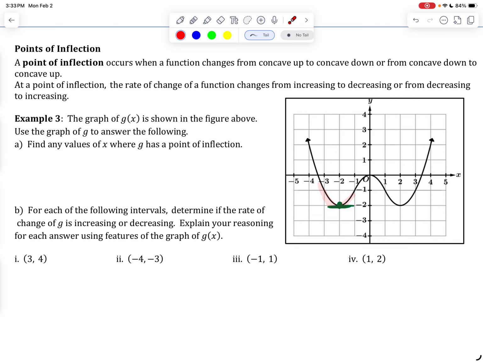However, at the relative maximum right here, if I were to draw my tangent line, this has to be concave down, and it must be concave down on the left side and on the right side.